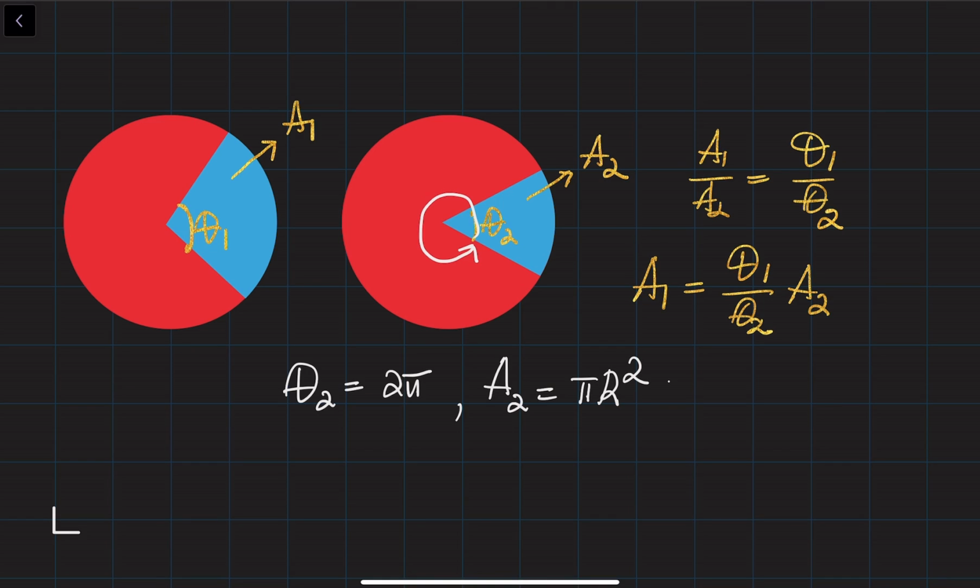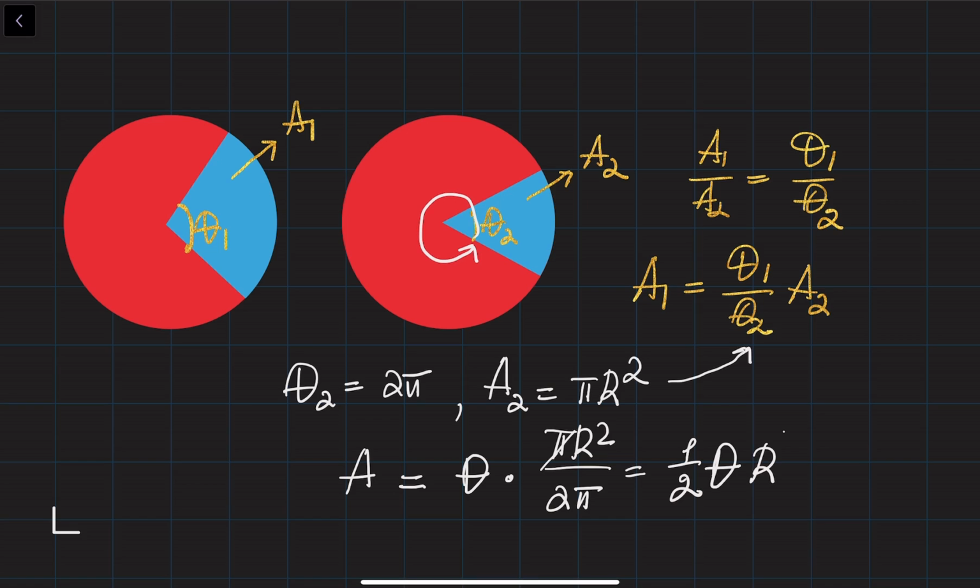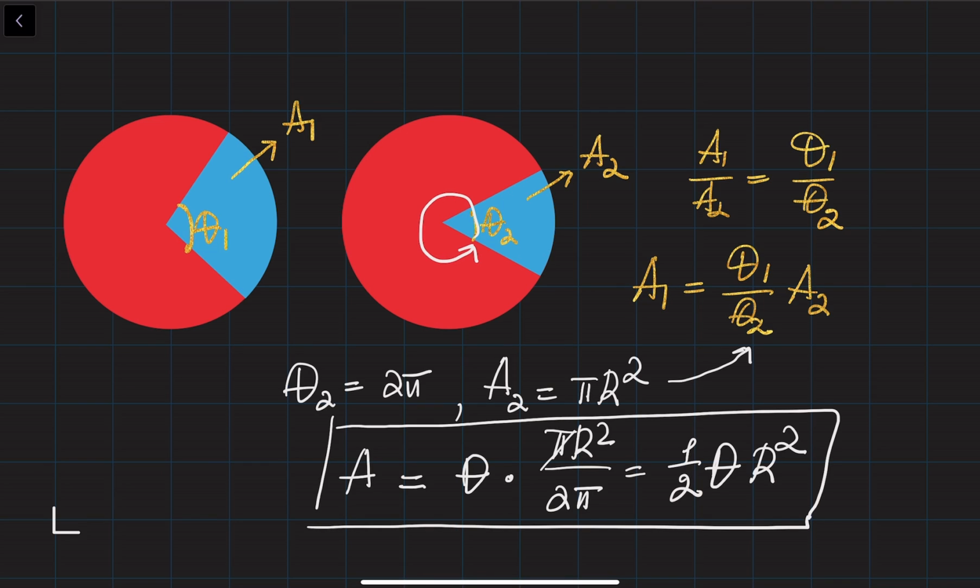So I'm essentially going to just substitute these two formulas here in order to find the area of a sector, which is going to be equal to theta, so the area which is subtended by some angle, right, times pi r squared divided by 2 pi. So I can just cancel out the pi and pi here. So this is what we get: essentially 1 over 2 theta r squared. So again, the area of a sector which is subtended by the central angle theta is going to be equal to theta times the radius squared divided by 2.